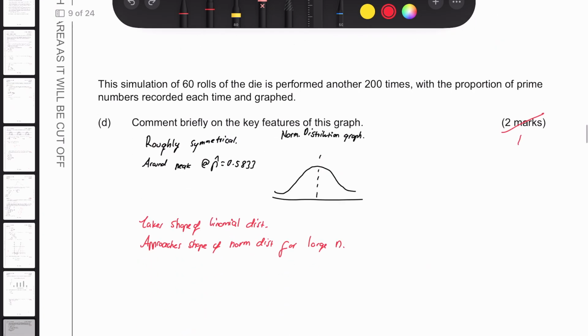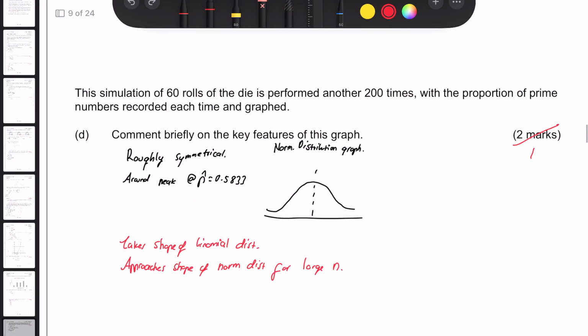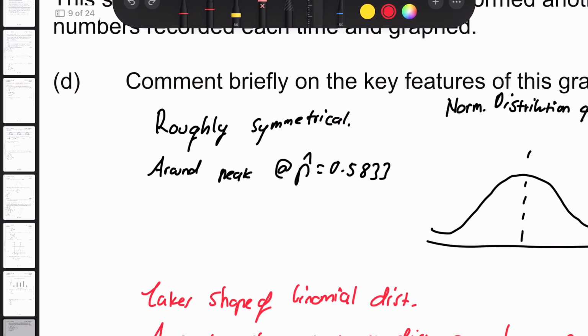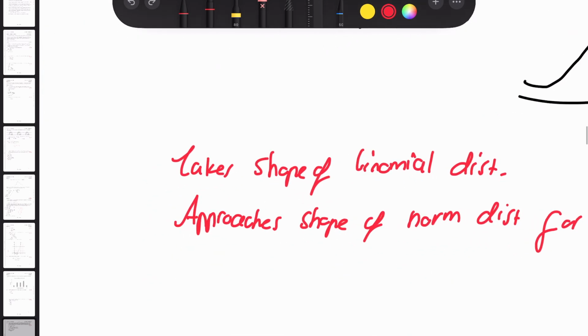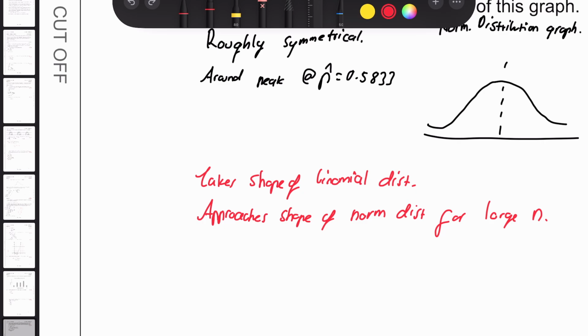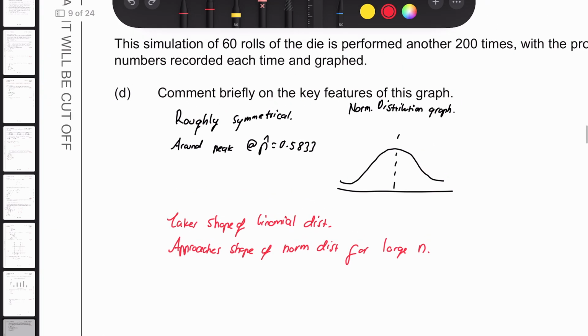Going through. Oh yeah, I thought this was a bit silly. One of the points you had to say, or one of the 2 other points. Okay, so I got 1 mark for saying that it's peak at whatever or centered around there. Another option you could have said is that it takes the shape of a binomial distribution, or that it approaches the shape of a normal distribution for large n.